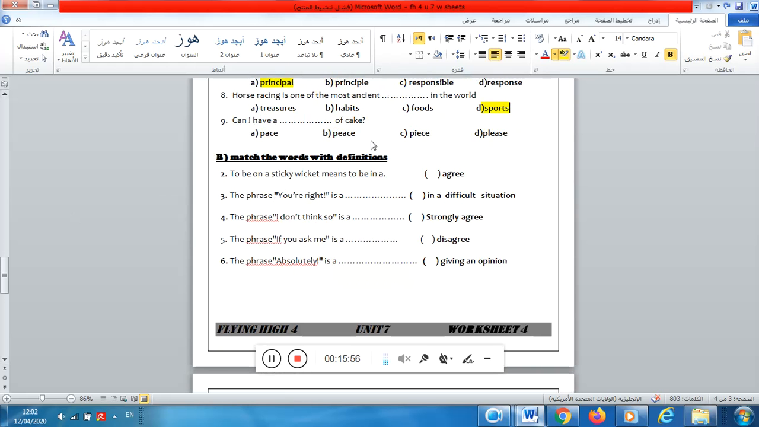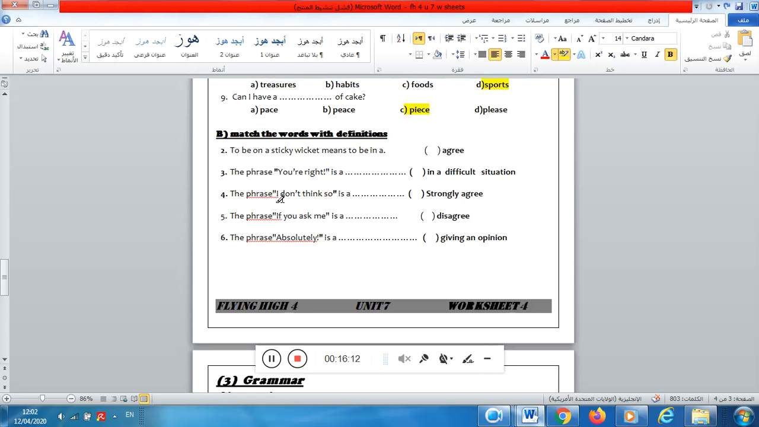Can I have a blank of cake? How do you divide a cake? Of course, it should be piece. Not peace, the same spelling, but this one is intended. Well, to be on a sticky wicket means to be in a... This is a matching activity. Would you like to have a minute thinking of these phrases? All right, go ahead.